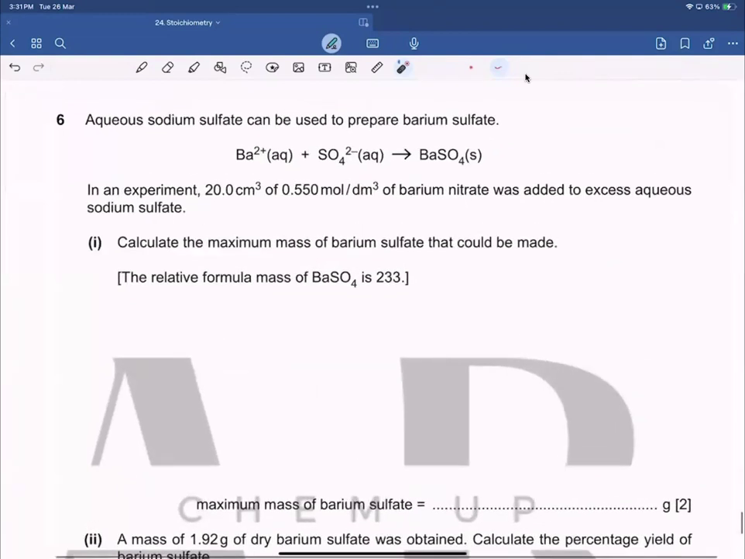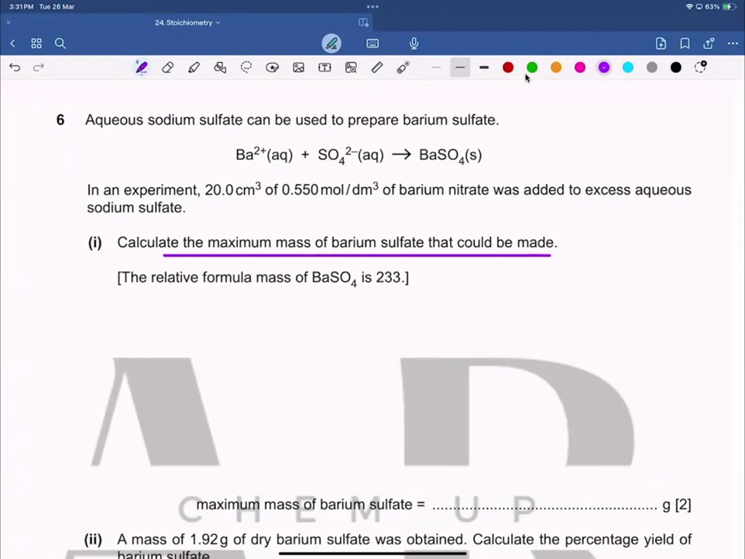What they are saying, see, calculate the maximum mass of barium sulfate that could be made. And if you see, you are given the equation. So this is the barium sulfate and I have to find its mass, right? That's what the examiner asks. And what am I given? 20 centimeter cube. Which quantity is it? Volume. 0.550 mole per dm cube means? Concentration. Concentration, very good. Of barium nitrate.